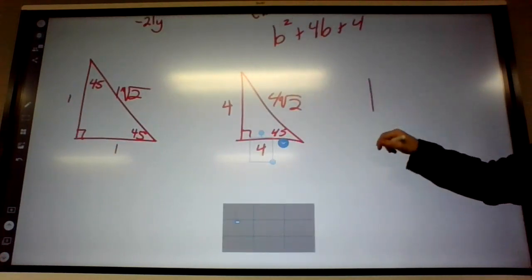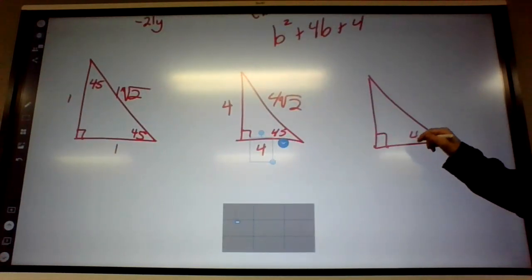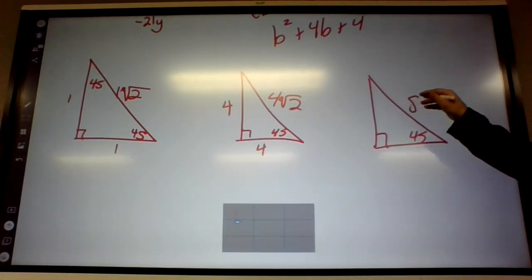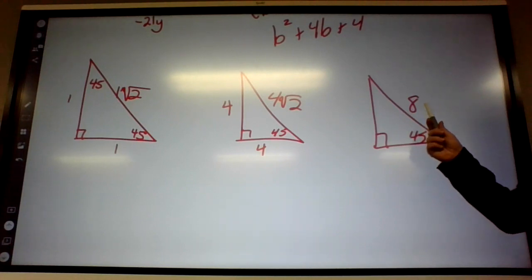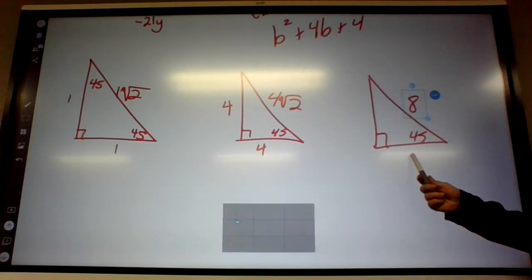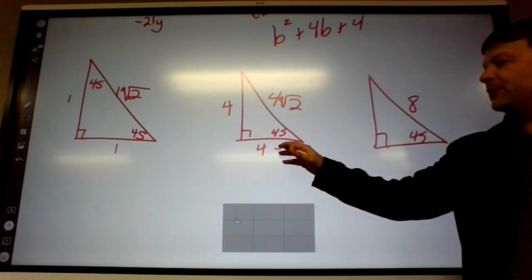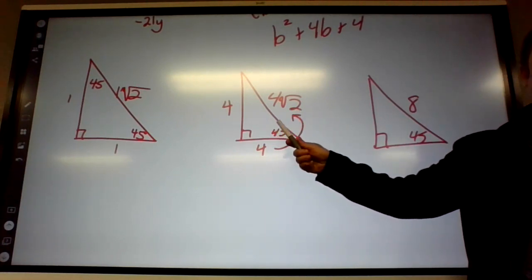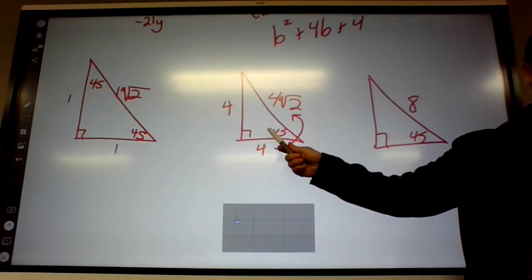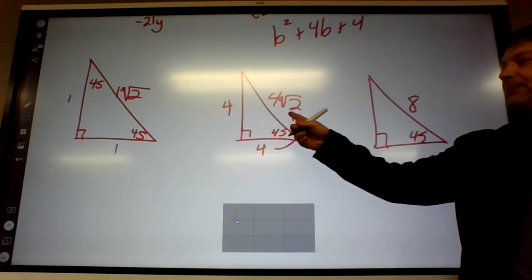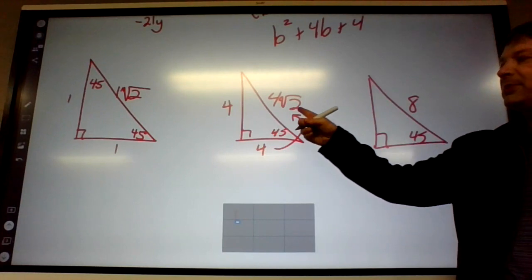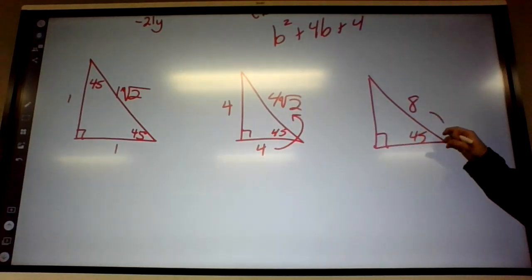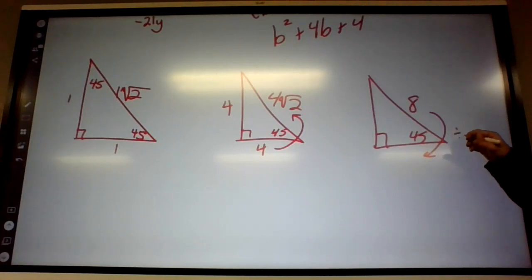It's a little trickier if you start with the hypotenuse. Let's say it's 8. So if the hypotenuse is 8, how do I figure out the leg? To go from leg to hypotenuse, you multiply by square root of 2. The hypotenuse is larger than the leg, so you should be multiplying by something. So if you're coming down from the hypotenuse to a leg, what do you think is going to happen? Divide by square root of 2.